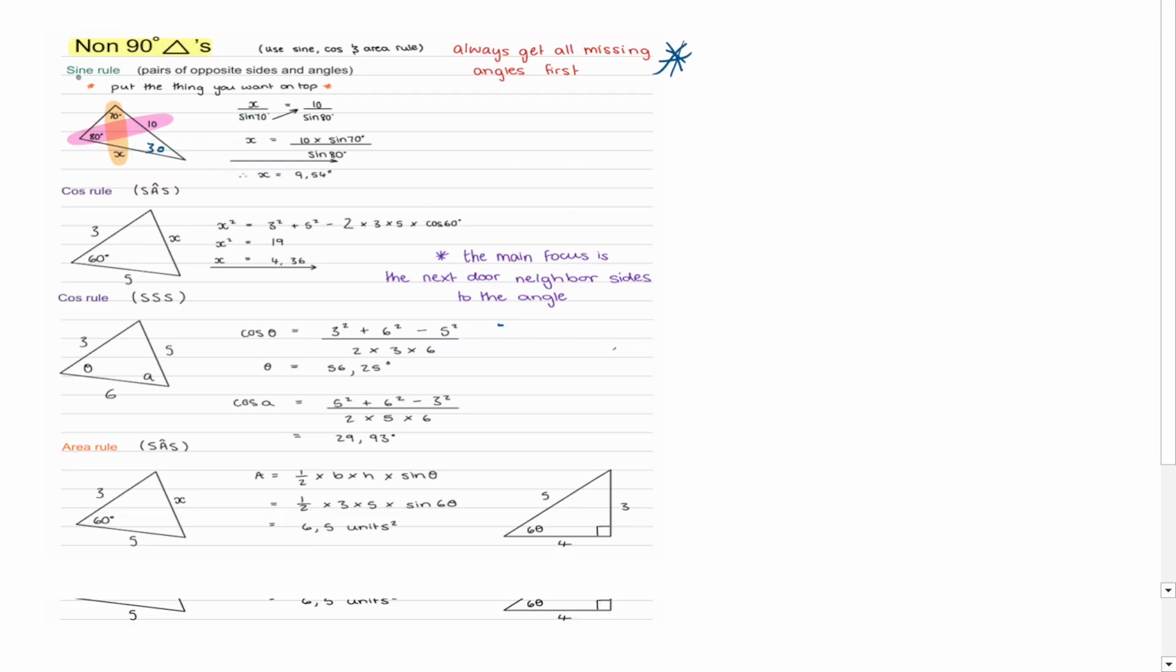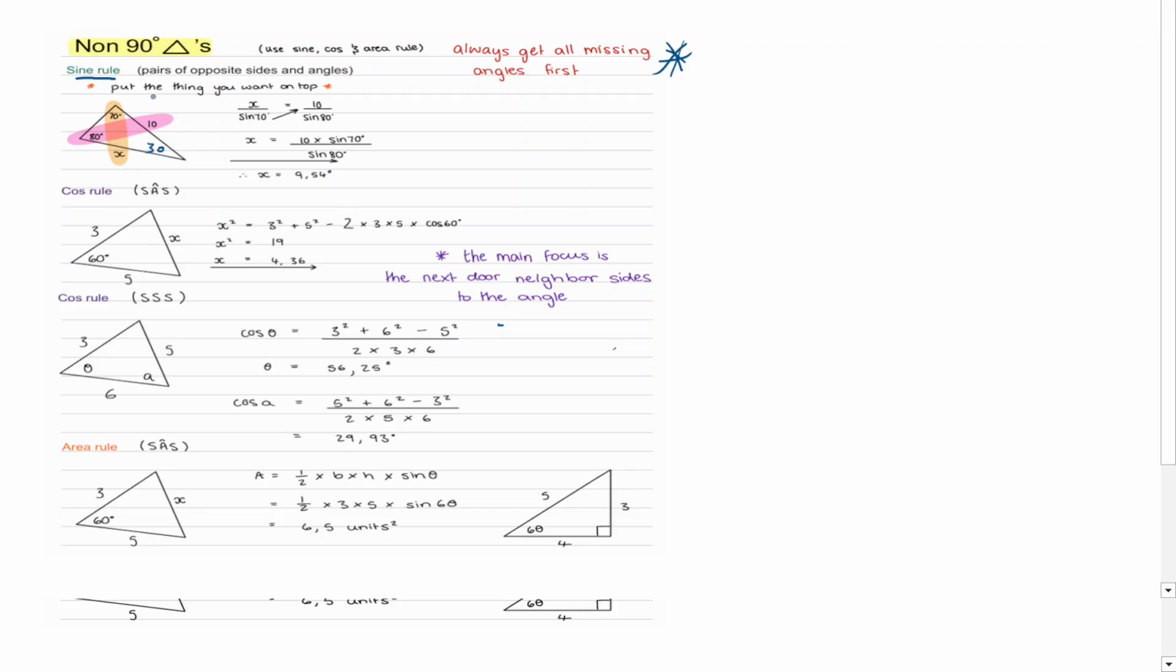Then how do I know that I'm dealing with sine rule? It's because I've got pairs of opposite sides and angles. And so like I've highlighted here, I've got the side 10 and its opposite angle 80. I've got the side x and its opposite angle of 70. And so because I've got two pairs, I know that I'm doing sine rule.